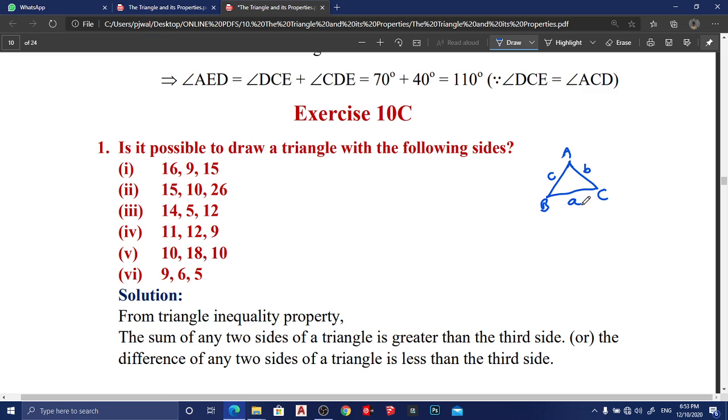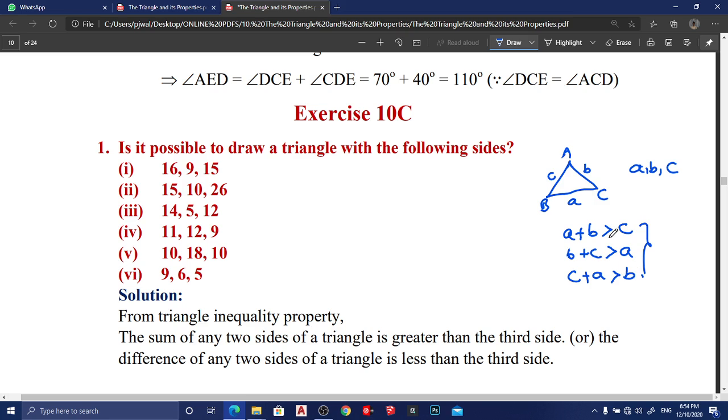Now, if you take any two sides, for example a and b, the sum of these two sides should be greater than the third side. If I take a cyclic order, first you take a and b: a plus b should be greater than c. If I take these two, b plus c should be greater than a. If I take these two, c plus a should be greater than the third side, b. This is the sum property, you know that.